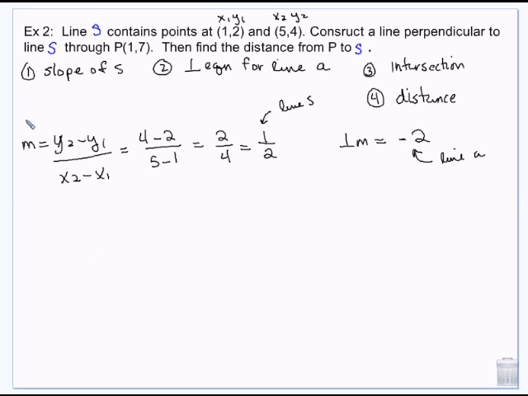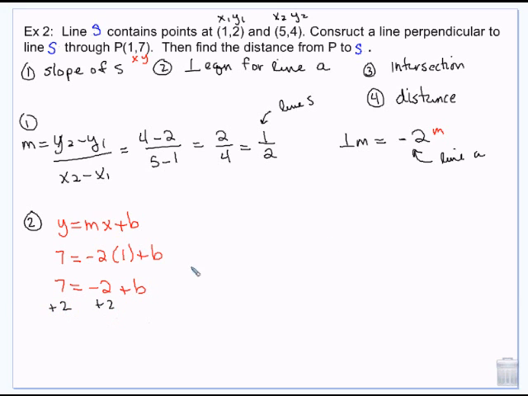Okay, so now that was step 1. Step 2 is we're going to find the equation for line A. So here's x, here's y, and here's m. So y equals mx plus b. So I've got 7 is equal to -2 times 1 plus b. So that's -2 plus b. Add 2 to both sides. So I get 9 is b. So the equation is y equals -2x plus 9.